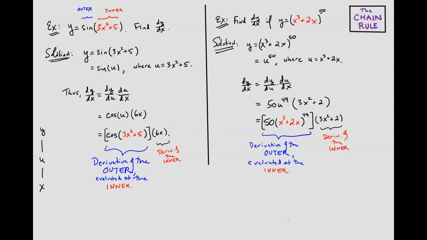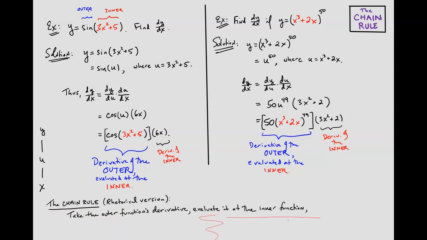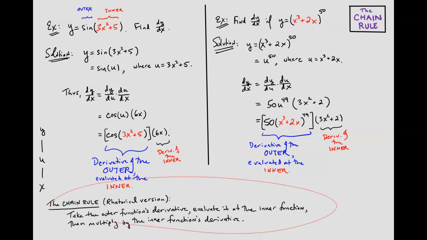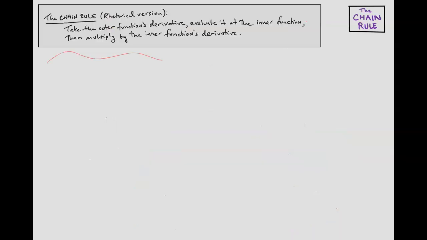So let me go ahead and write down the chain rule in its rhetorical version. Take the outer function's derivative, evaluate it at the inner function, and then multiply by the inner function's derivative. I need some room, so I'm going to box this up and clear out all this other stuff and move this up top. Okay, and there it is. Each line I have written down here just corresponds to one of those two factors. Outer function's derivative evaluated at the inner function, that is just dy du. Multiply by the inner function's derivative, that is just du dx.